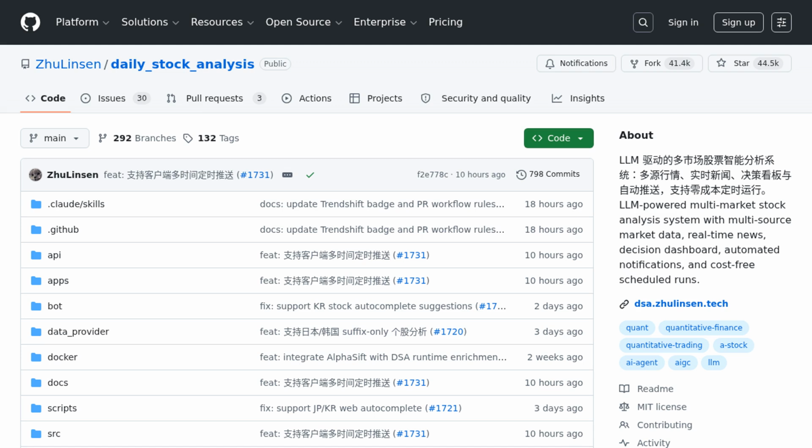The system gathers market data and real-time news, then generates a daily decision dashboard, and it's catching on in a big way. The project has already rocketed past 44,000 stars on GitHub, with over 500 new stars just in the last day. That kind of growth points to a massive surge in developer interest.